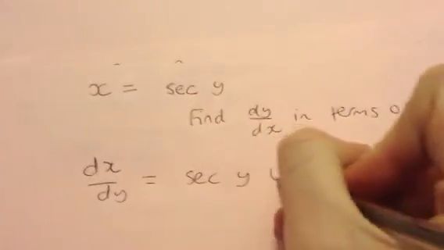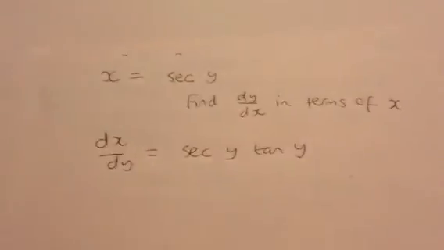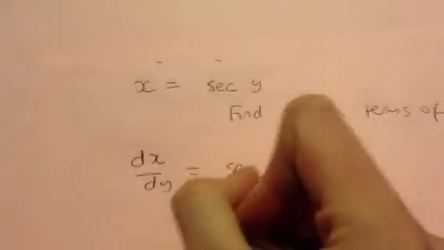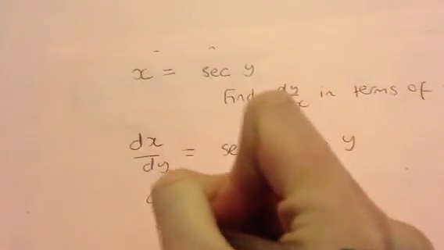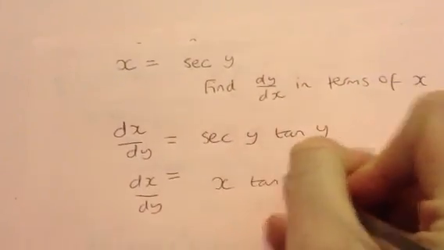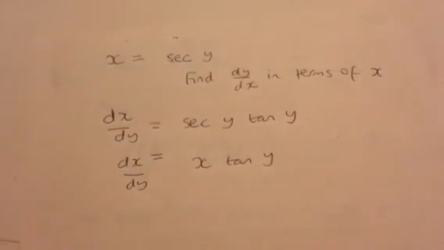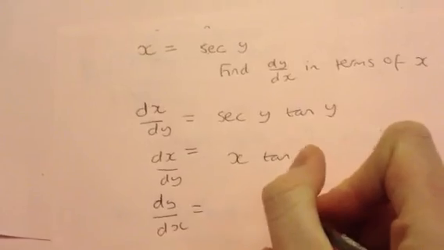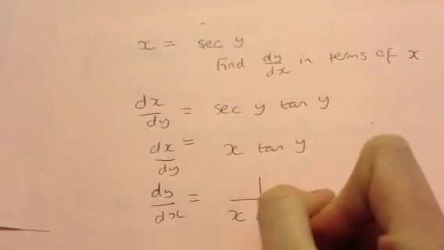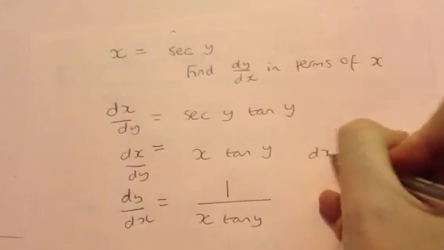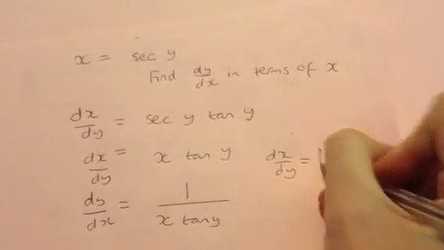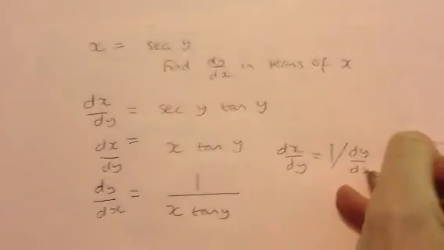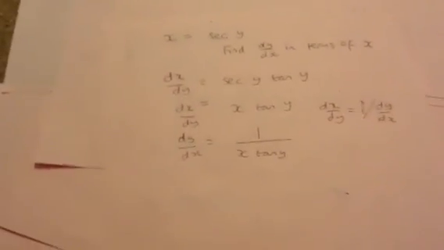So dx over dy, we know goes to sec y tan y. Now I know though that sec y is just x. So dx over dy equals x tan y. Okay. Now what we can do at this stage is just flip it over, and we might work with the tan y later, but doing a flip as dx over dy, and that is 1 over dy over dx and vice versa, will get us another mark. So I think we'll be on about 3 marks now, okay?